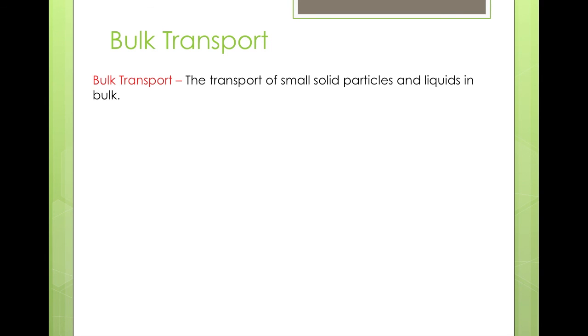Okay. Now, the last method, and the end of this video approaching, is looking at a method called the bulk transport method, or endo and exocytosis. Okay, bulk transport is when you move things in bulk. Solid particles and liquid particles that need to be moved in bulk, in or out of the cell, are moved through a process of bulk transport.